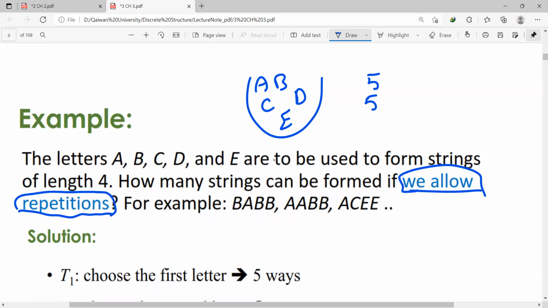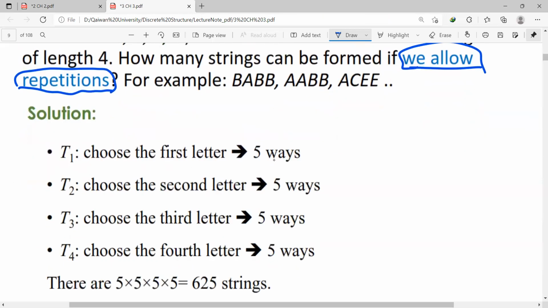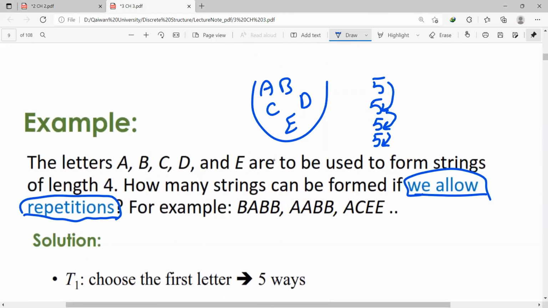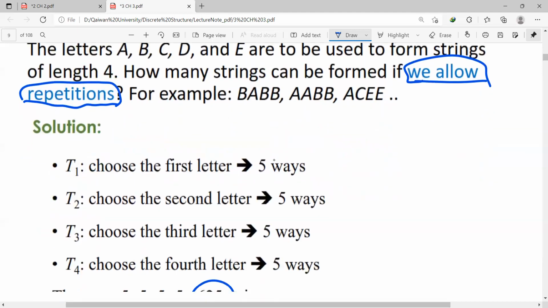That means, how about the third one? Fourth one, 5. 5 times 5 is 25. Times 5 is 125. Times 5, 125 times 5 is 625. We have 625 strings. Okay? So we have 625 strings if repetition allowed.